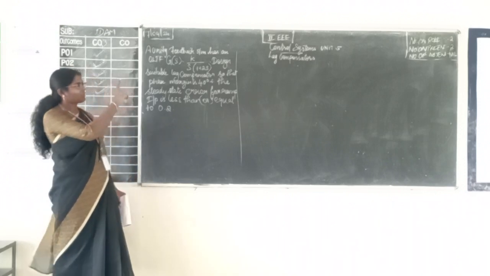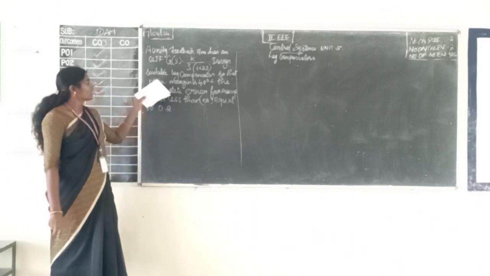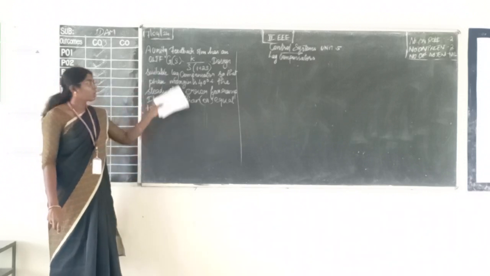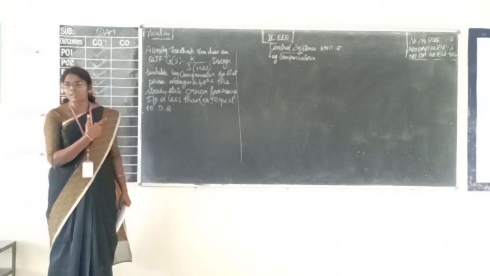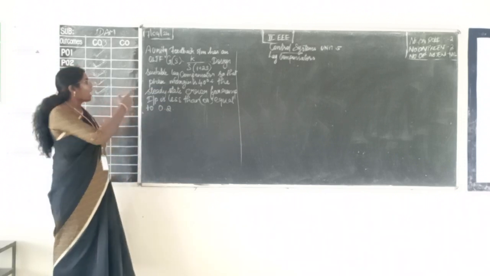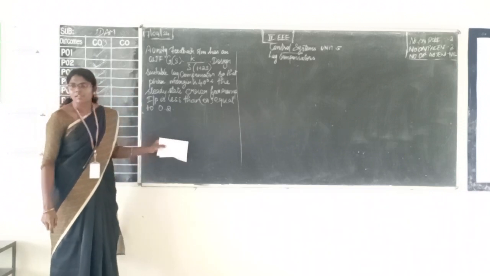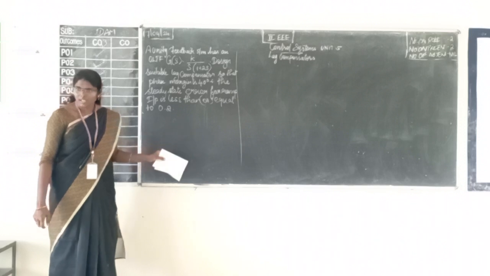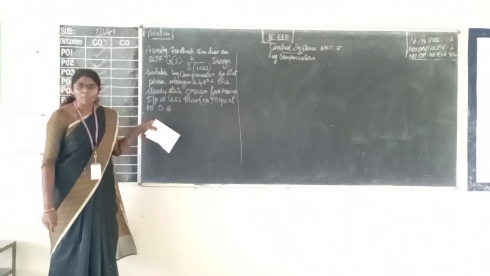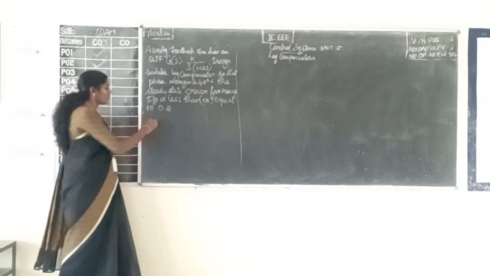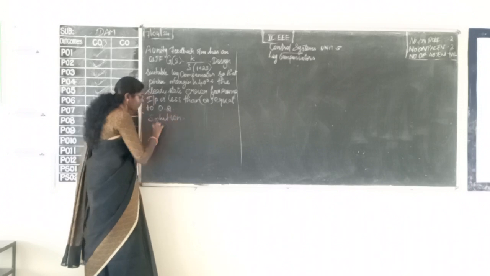G of s is given as K divided by s into 1 plus 2s, and we have to design a lag compensator for a phase margin of 40 degrees, so that the steady state error for a ramp input should be less than or equal to 0.2. Now the solution.